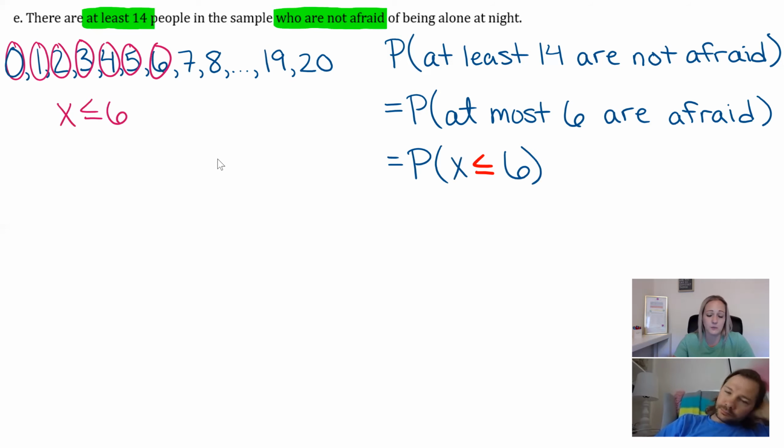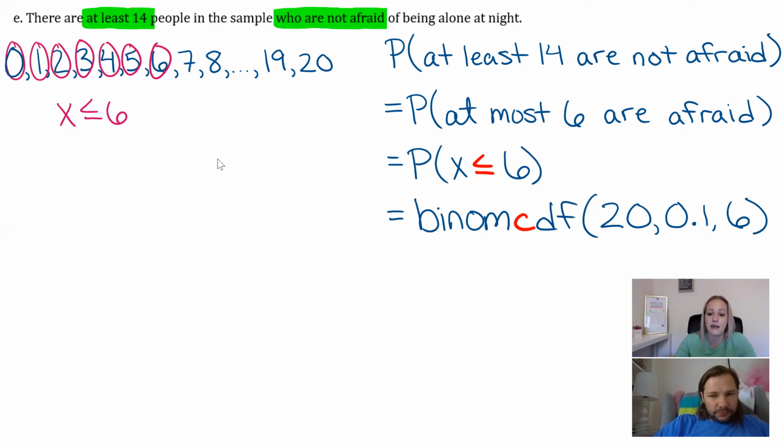So that's good because we can write that with a less than or equal to sign, which is good because we can just put that right into our calculator. So we don't have to do anything extra with this one. We'll just do binomial CDF with 20, 0.1 and 6. And we get a probability of approximately 0.998. Any questions on that one?